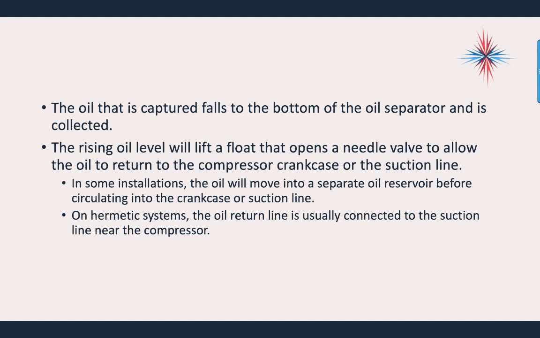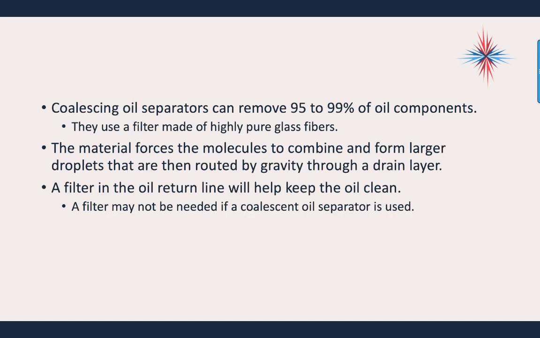On hermetic systems, the oil return line is usually connected to the suction line near the compressor with a T-fitting. And that's because a hermetic compressor is sealed and we cannot pipe an oil separator directly into it unless there's a fitting for it. Coalescing oil separators can remove 95 to 99% of the oil components.